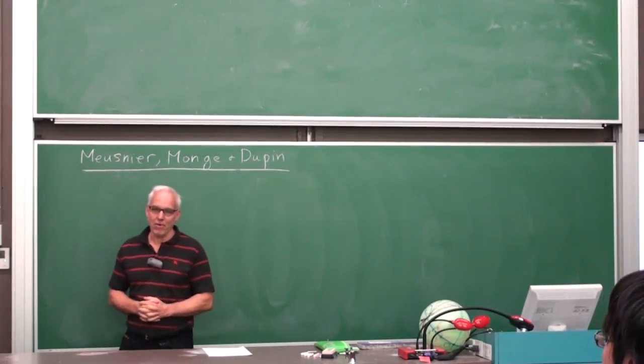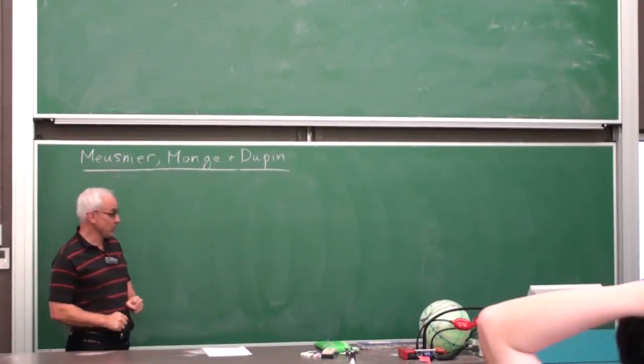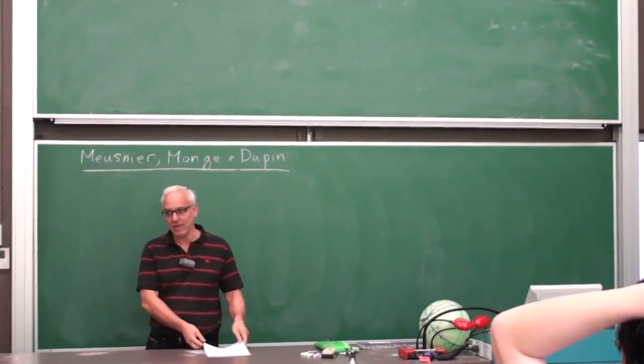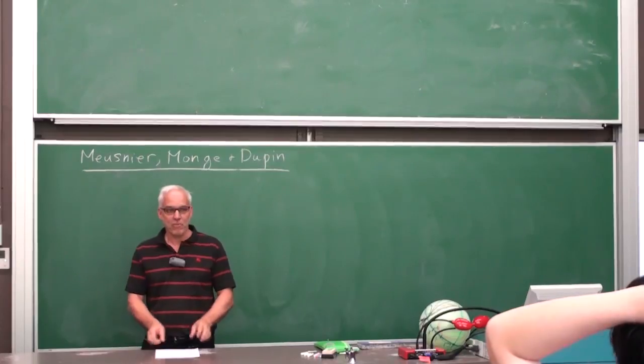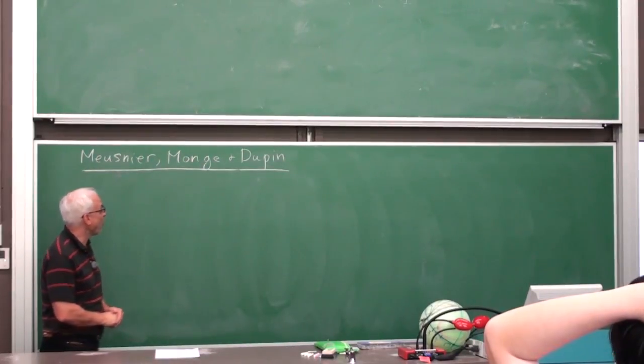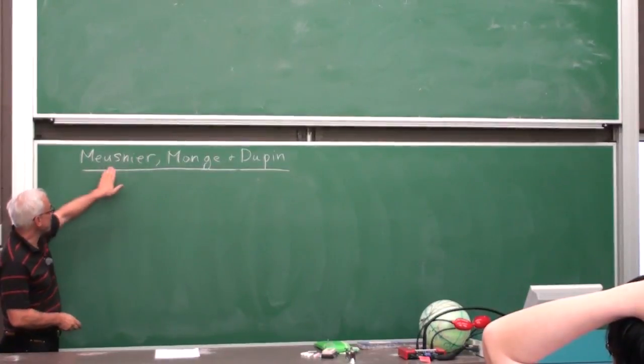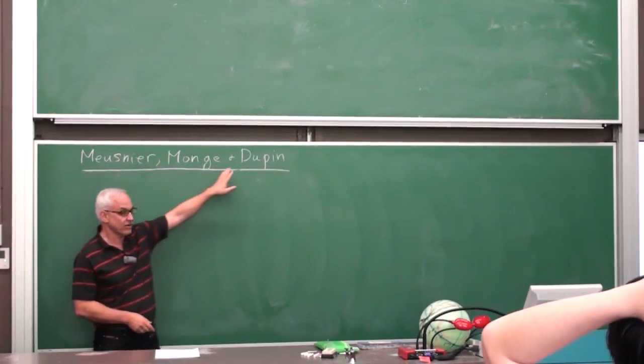All right, so hello everyone, I'm Norman Wildberger. We're here at the University of New South Wales. This is a course in differential geometry. And today we're going to look at some classical results proven by three very important French geometers. Their names are Meusnier, Monge, and Dupin.